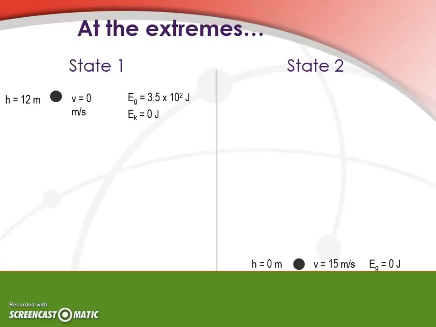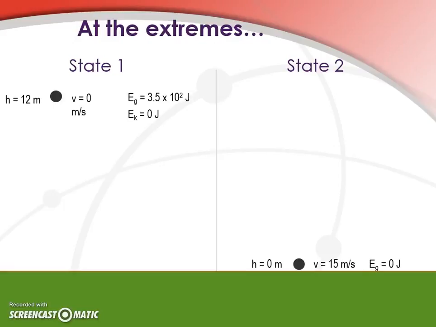So last week we solved at two extremes. We started with the height being 12 meters when we drop the ball. And of course when we drop it, the velocity equals 0. And we calculated our gravitational potential energy to be 3.5 times 10 to the 2 joules. And we considered state 2 just before the ball hits the ground, when the height equals 0, and the velocity then can be determined because the gravitational potential energy is 0, and thus the kinetic energy must be 3.5 times 10 to the 2 joules.